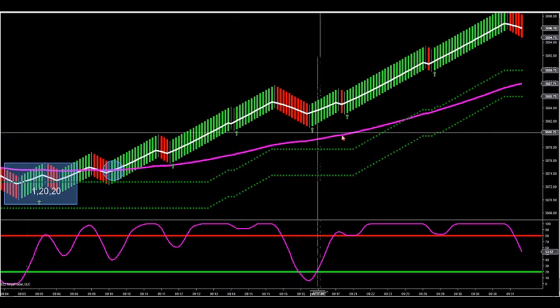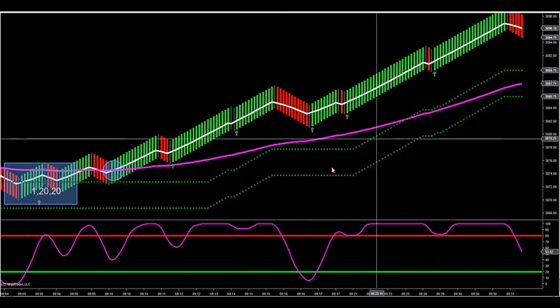Right below, two ticks below that arrow.